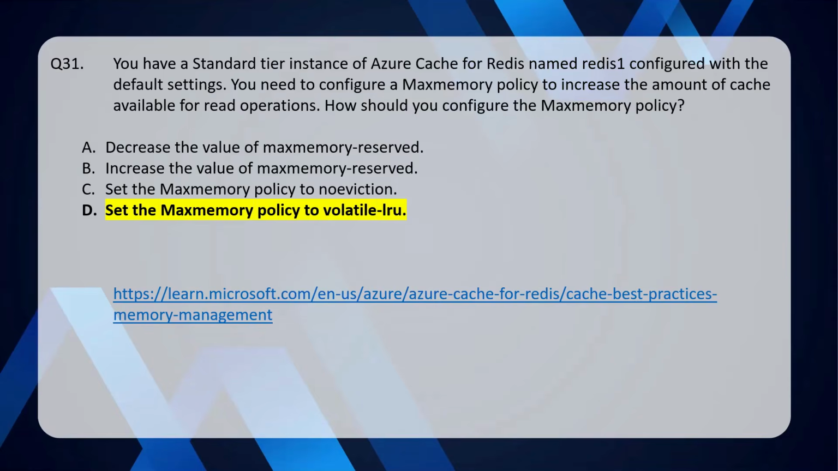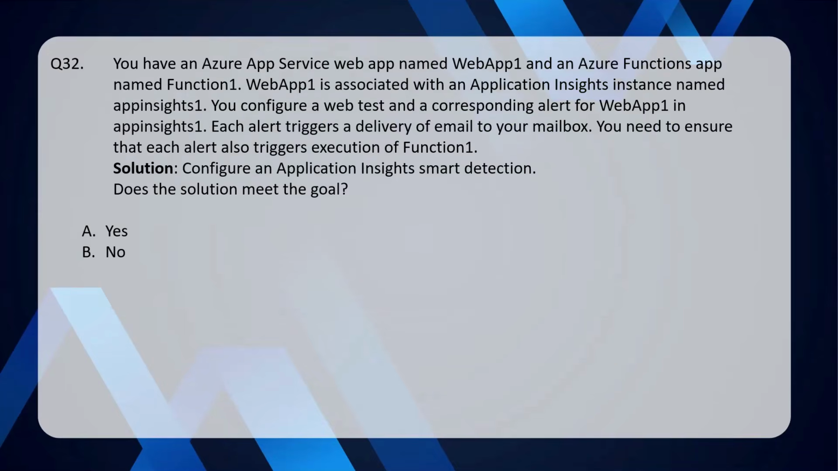Question number 32. You have an Azure App Service web app named Web App 1 and an Azure Functions app named Functions 1. Web App 1 is associated with an Application Insights instance named App Insights 1. You configure a web test and a corresponding alert for Web App 1 in App Insights 1. Each alert triggers a delivery of email to your mailbox. You need to ensure that each alert also triggers execution of Functions 1.